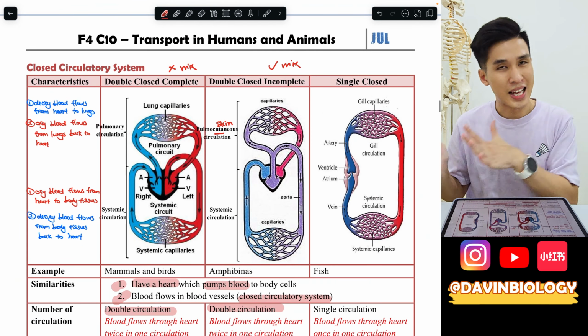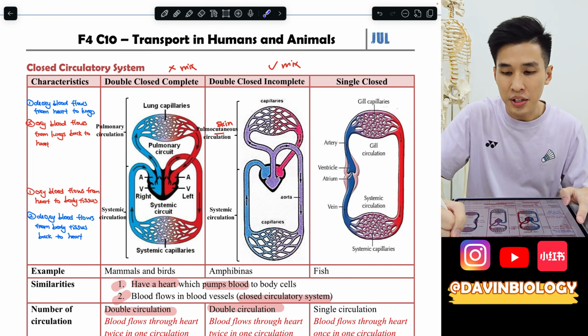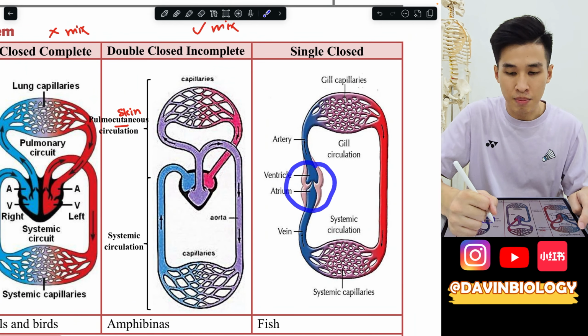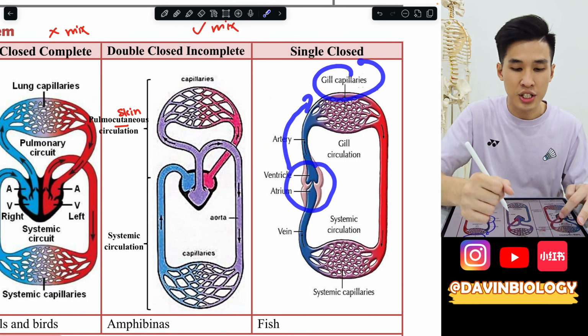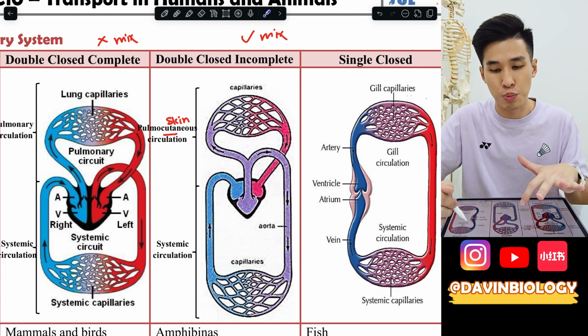Now, let's go to the last animal, fish, single close. Now, if you notice, there's no complete, incomplete. In a moment, I'll tell you why. So when the heart pumps blood, that time it will pump to the gills to get oxygen, just like for us and frogs, we go to the lungs to get oxygen. So they use gills to breathe, so go to gills.